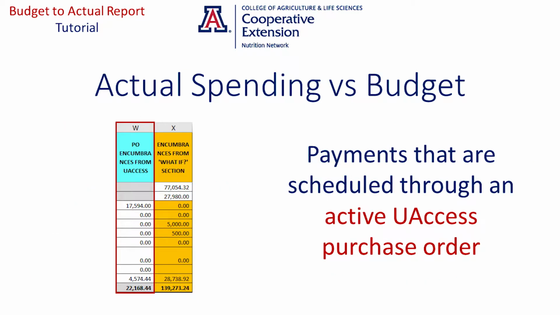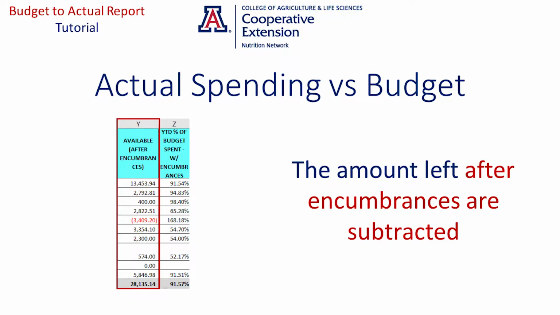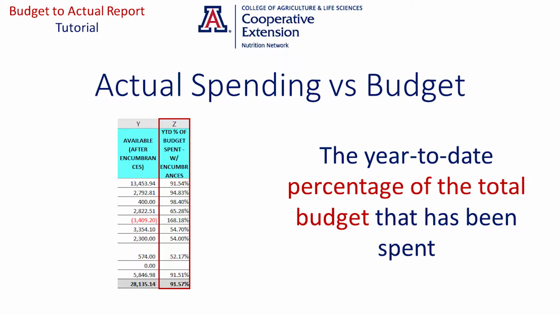Column W is for the encumbrances that occur when a purchase order is active in U-Access and has not been fully paid out yet. Column X is the encumbrances based on what was entered in the What If section. Column Y is the amount that is left after counting the encumbrances, both planned and actual. Column Z represents the percentage of unspent funds.